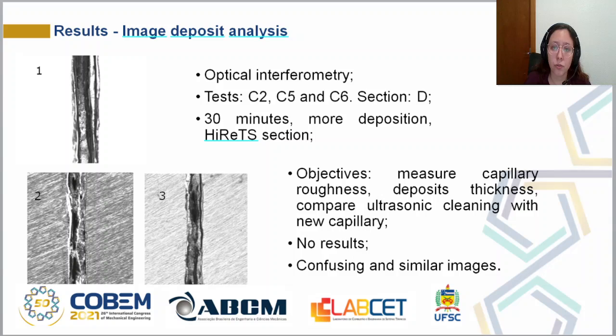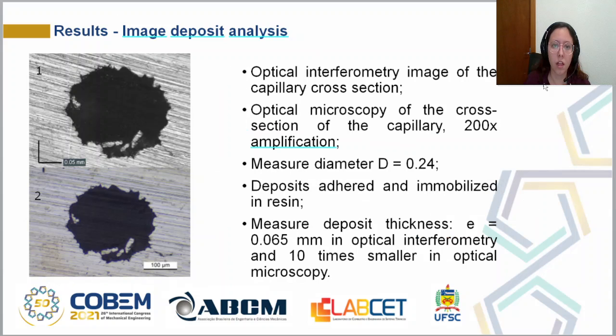This image below shows the results of 3 samples using optical interferometry. The images obtained were confused and similar to each other because of the very irregular characteristics of the inner surface of the capillary wall, not allowing identification of the deposit in relation to the capillary wall. The optical interferometry was not effective to measure the deposit thickness.